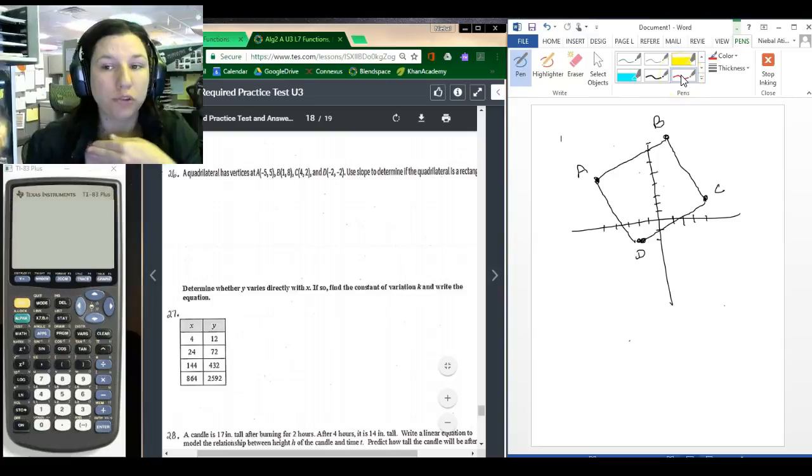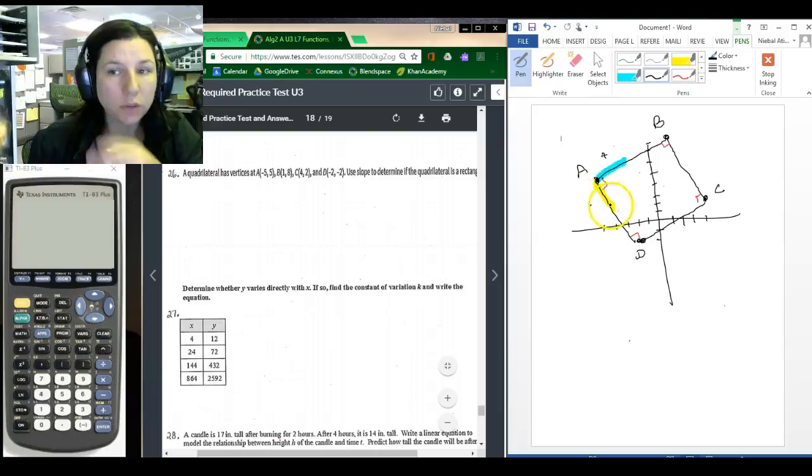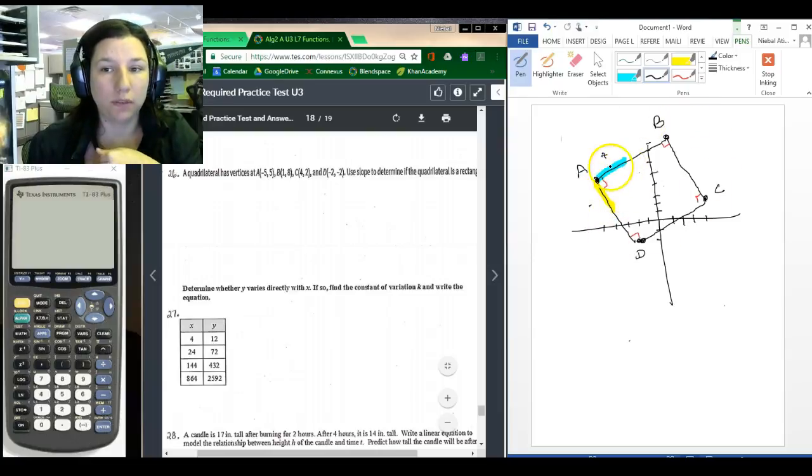So to know for sure if it's a rectangle, these would all be at 90-degree angles, right? And that would also mean that this line is perpendicular to this one. So if I find the slope of this line and this line, their slopes should be opposite reciprocals. So this line would be a positive slope, this one would be negative. Let's say the slope is 2/3, this one would be 3/2. So what I need to do is find the slope for each of these lines. So let me put the points in.